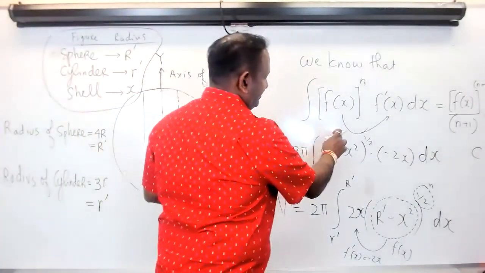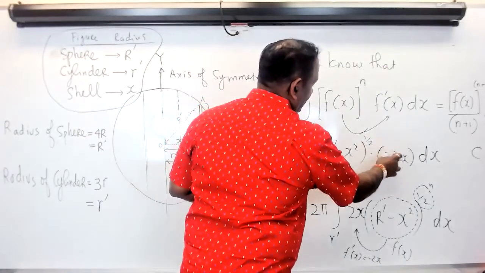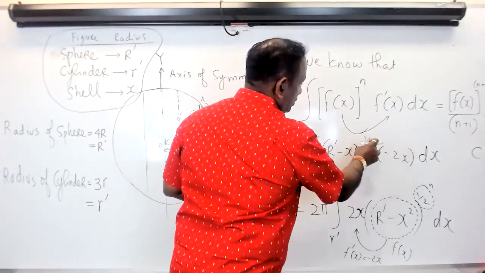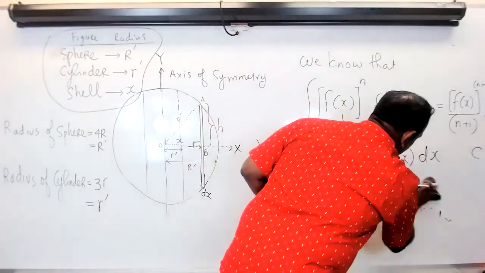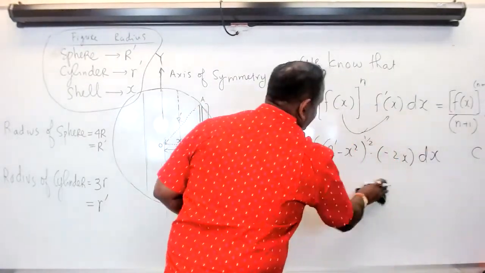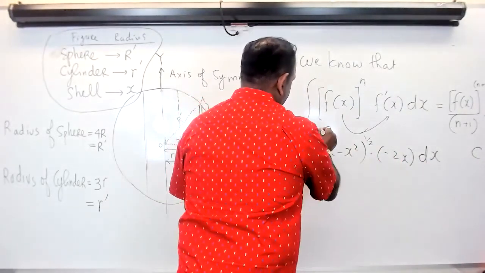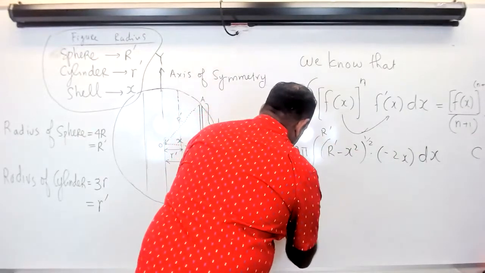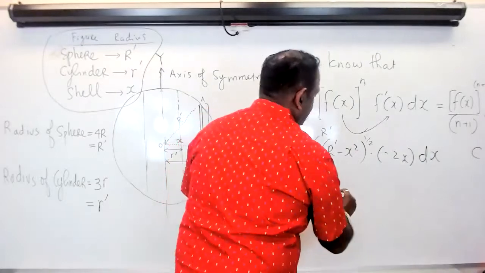So this is my f of x. Its derivative is negative 2x. If that's the case, you raise it to the power of that f of x plus 1, and divide by the same thing. Okay, so this is going to go from small r prime, negative 2 pi. I'm going to put the answer in one shot.